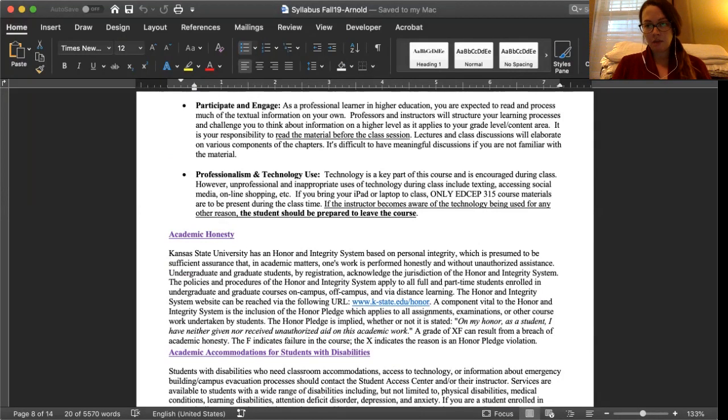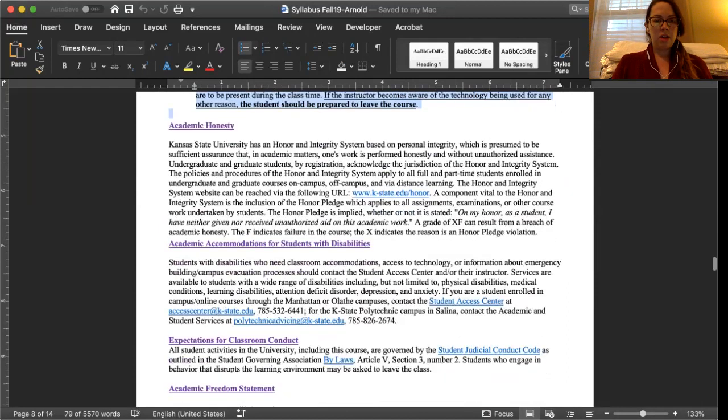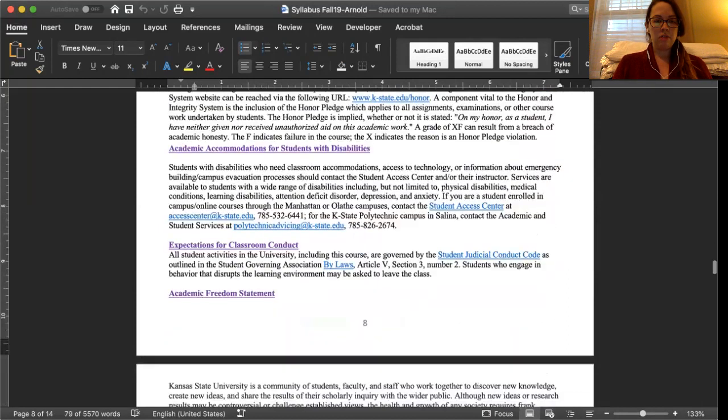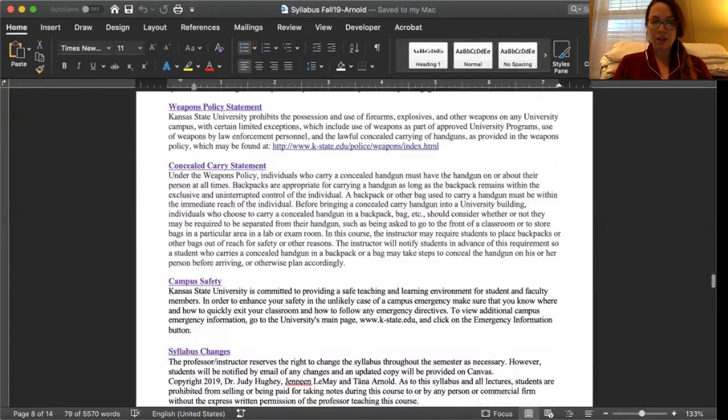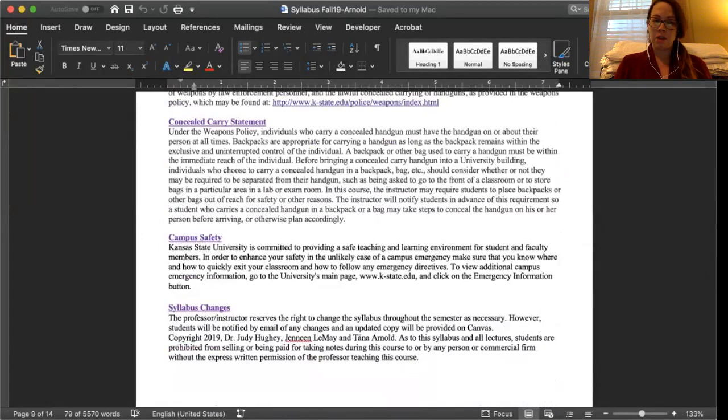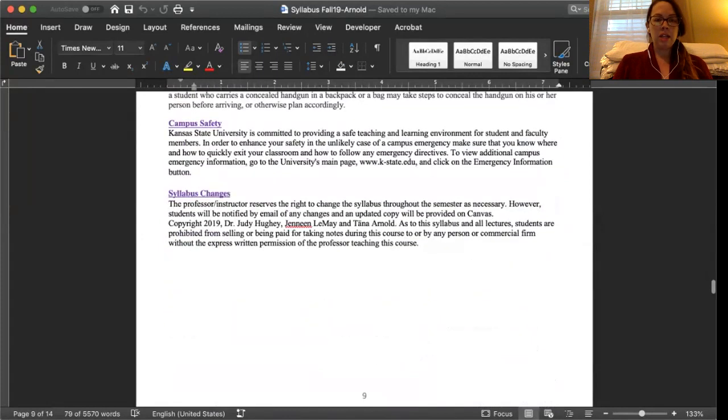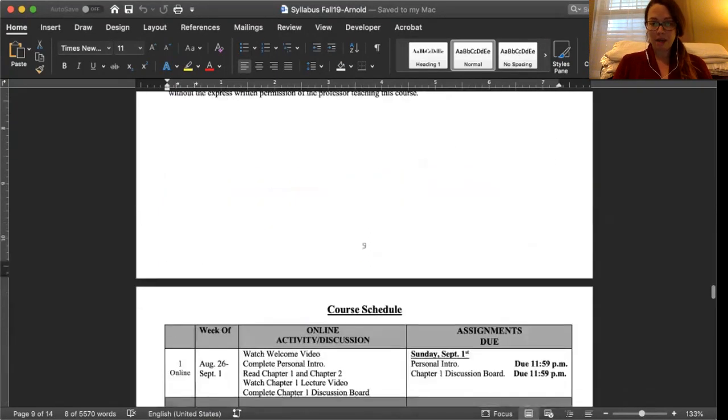I understand that we get frustrated with things and it's really quick that we can fire off an email. Just take some deep breaths before we do those types of things because we are really pushing that now, just being really professional. There's our academic honesty statement, your expectations for classroom conduct, the academic freedom statement, our weapons policy, concealed carry statement, same stuff you guys are seeing on every syllabus, so I'm not going to read it to you. Campus statement and syllabus changes. We reserve the right to make any changes at any time. That can be by me, Dr. Huey, or Mrs. LeMay. So just keep that in mind.